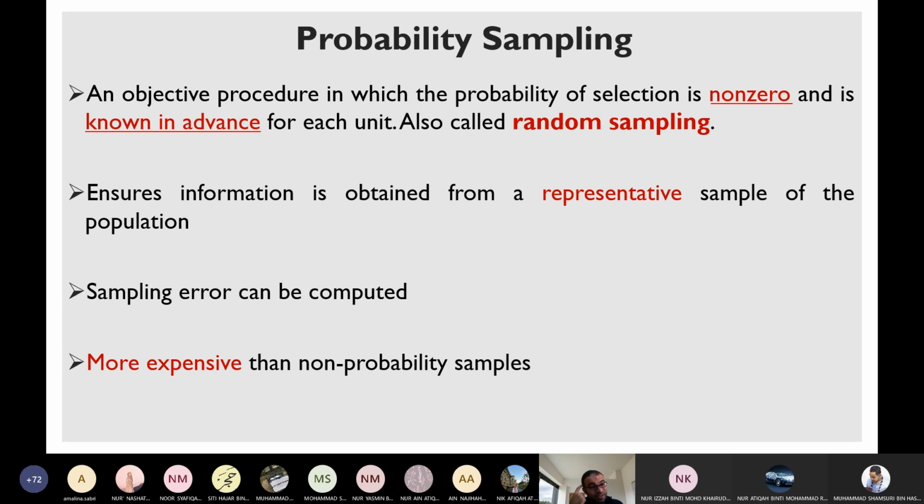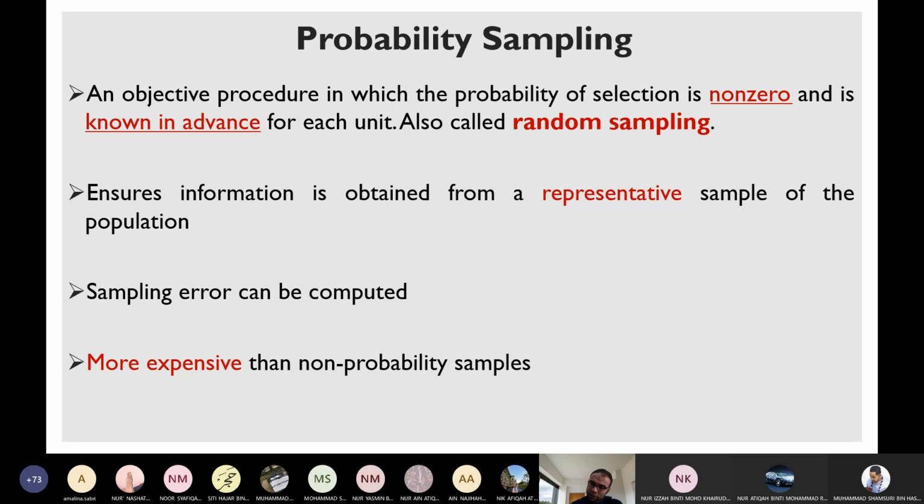And it is sometimes claimed that probability sampling in general is the best way to achieve representativeness of the population. Because here you know the probability of each and every unit, of course the sampling error can be computed. We can calculate the sampling error in this case.